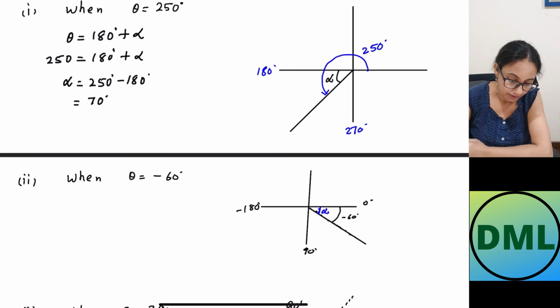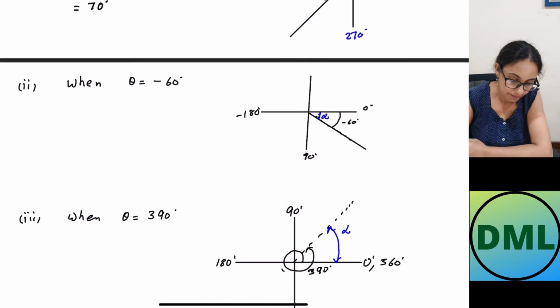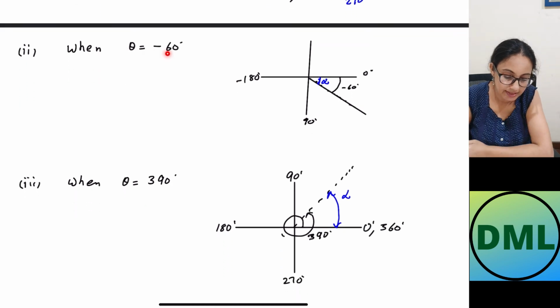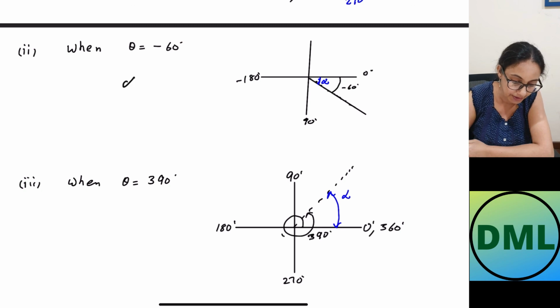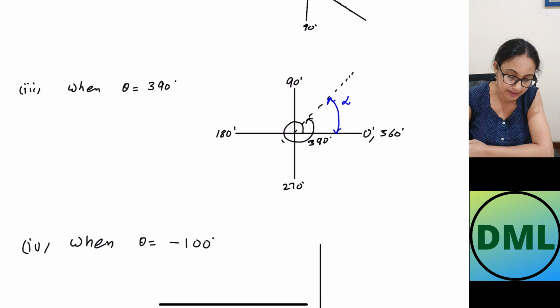Now when theta is negative 60 degrees, because the angle is negative here, as you can see, we have to go in the fourth quadrant. So the basic angle alpha will be given by only 60 degrees. Now let's see the next example here.